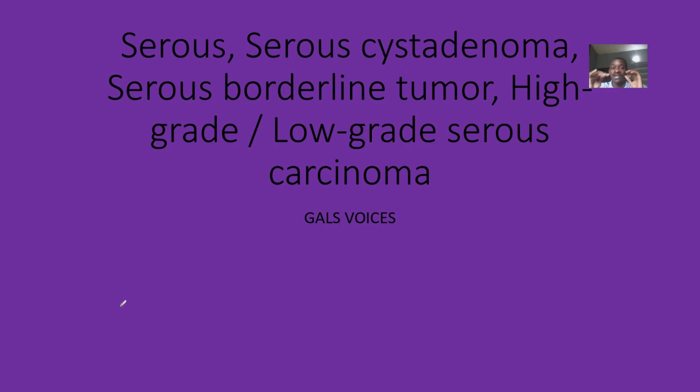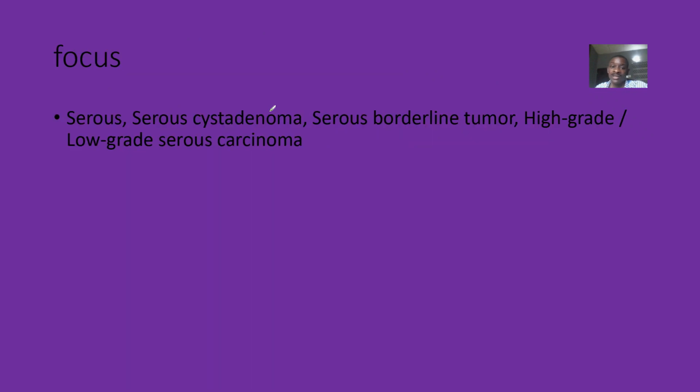Now we just want to look at the serous series. Do you understand? They are all serous tumors of the ovary, but they are classified based on, how will I put it, their advancement. So serous cystadenoma is benign. Serous borderline tumor is in between benign and becoming malignant. Then the high grade or low grade serous carcinoma, that one is, of course, cancerous. Do you understand? So let's look at it.